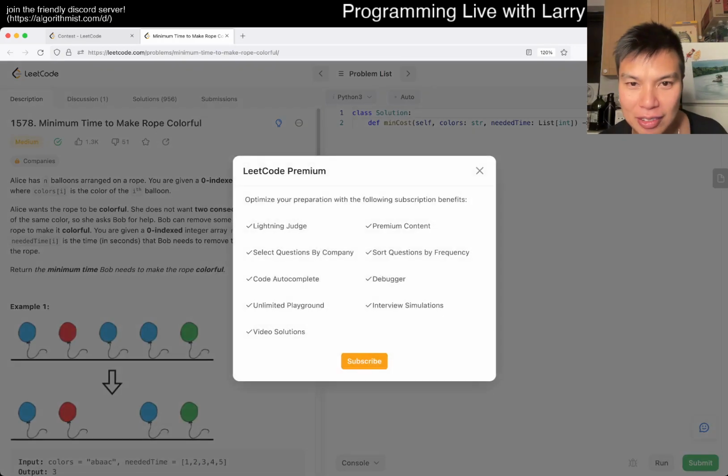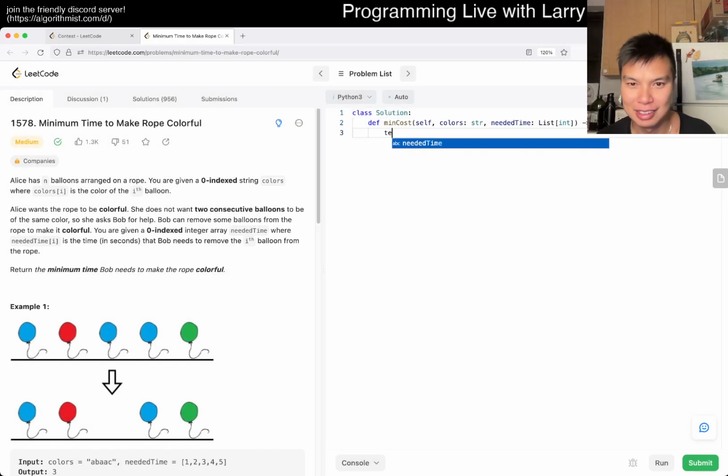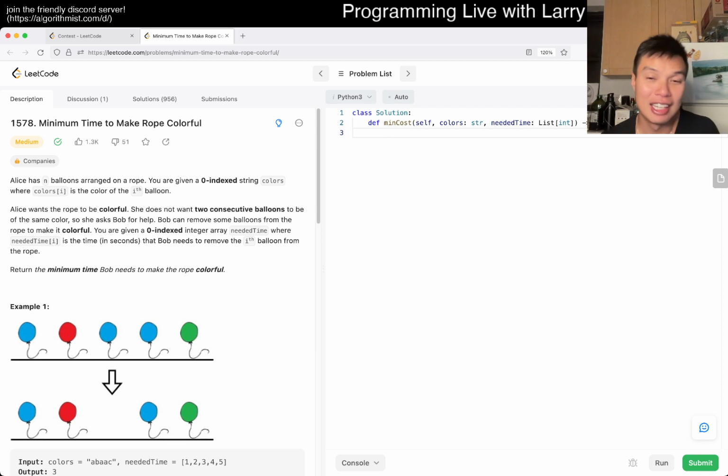Is autocomplete still on? Yes. Okay. Well, anyway, today's farm is 1578, Minimum Time to Make Rope Colorful.